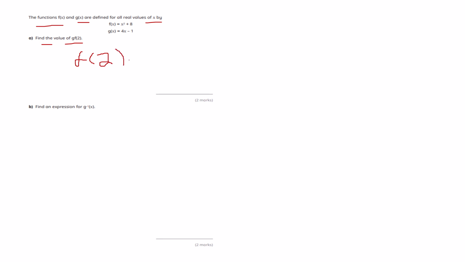So f of 2 is going to equal 2 squared plus 8. So 2 squared is going to be 4. 4 plus 8, I get 12. Okay, so 2 squared means 2 times 2, which is 4. 4 plus 8, I get 12.